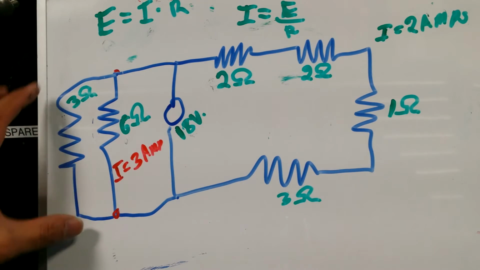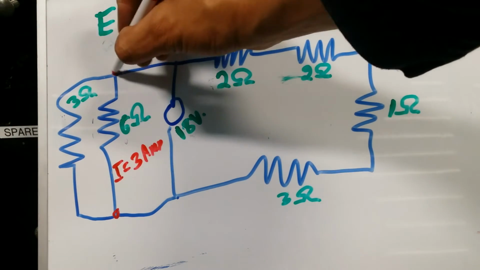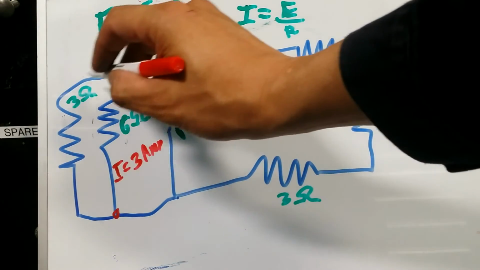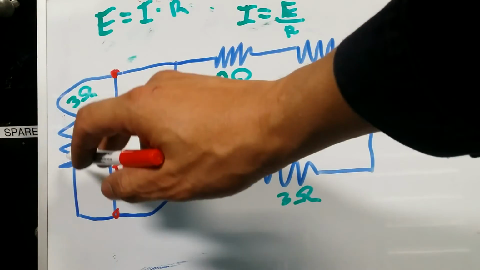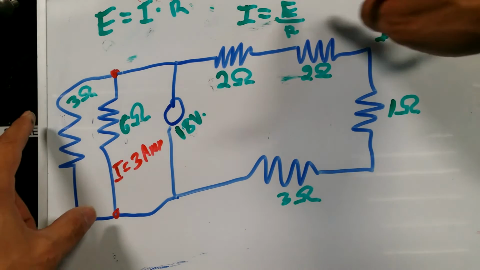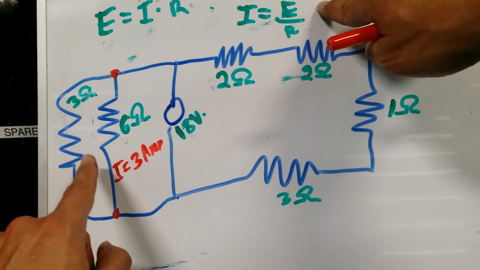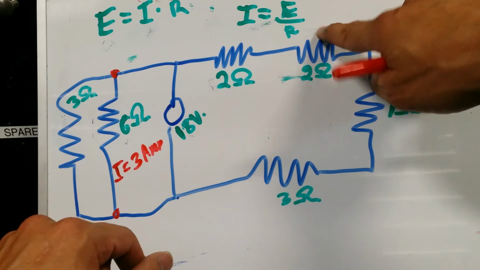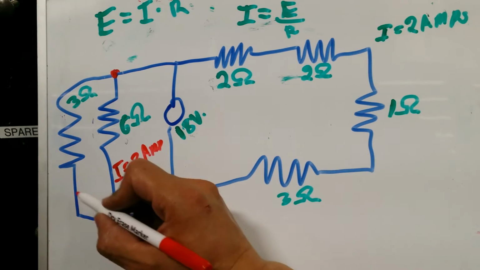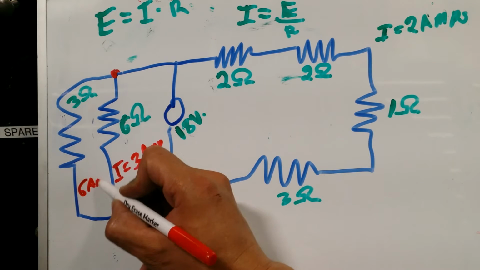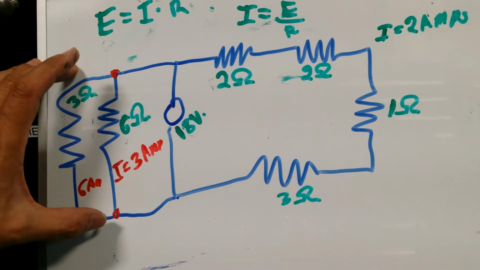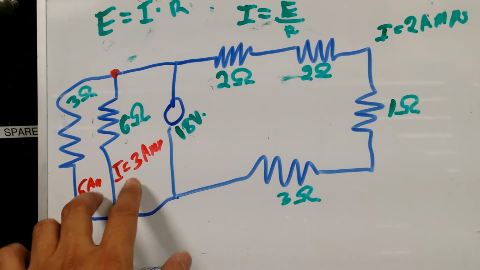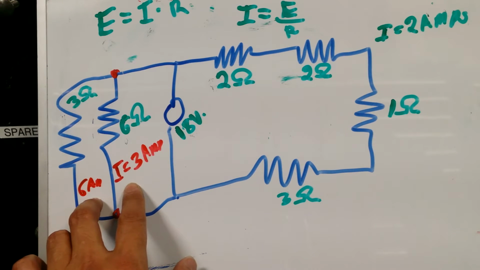But if I look from this point, looking down here and up here, I also got 18 volts across this resistor. Again 18 volts, and I got a resistor of 3 ohms. So 18 divided by 3 gives me a current of 6 amps on this side. So voltage on this side of the circuit is common, but the current is different.